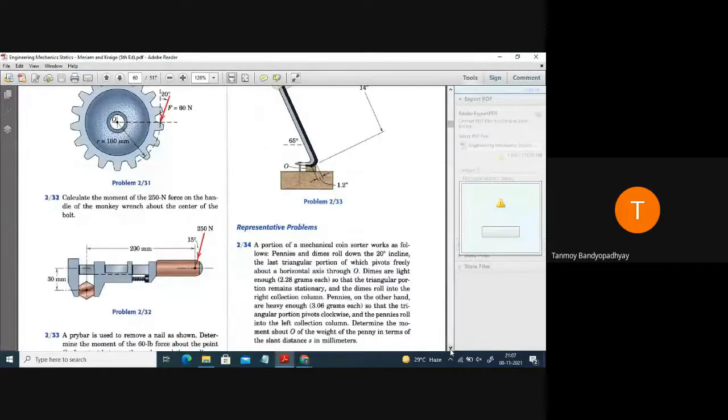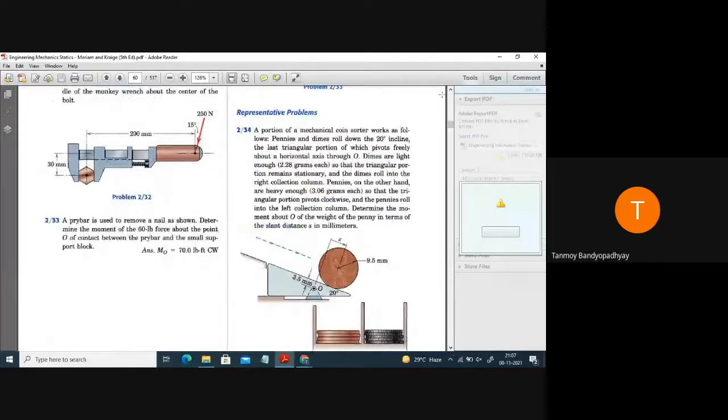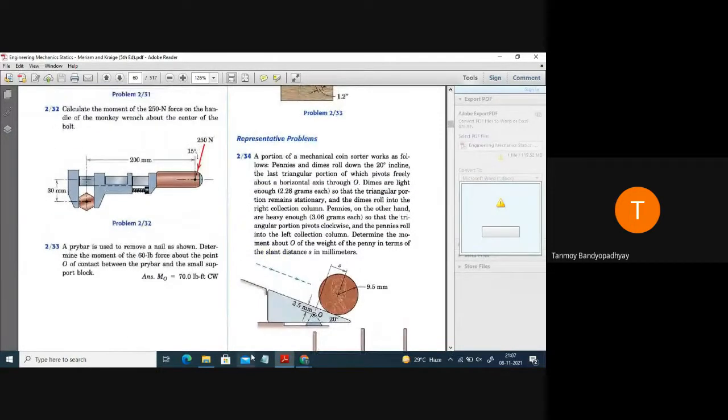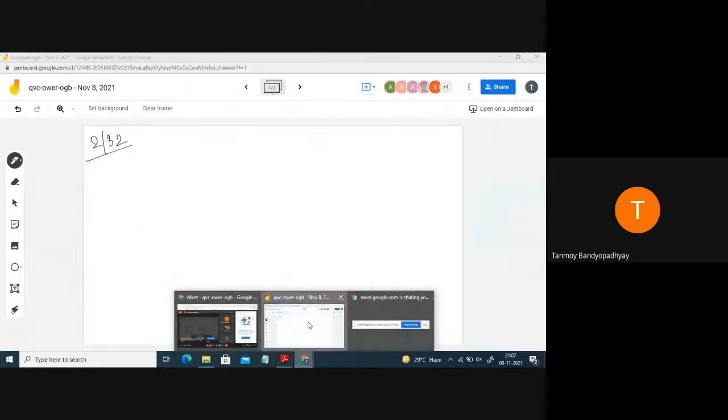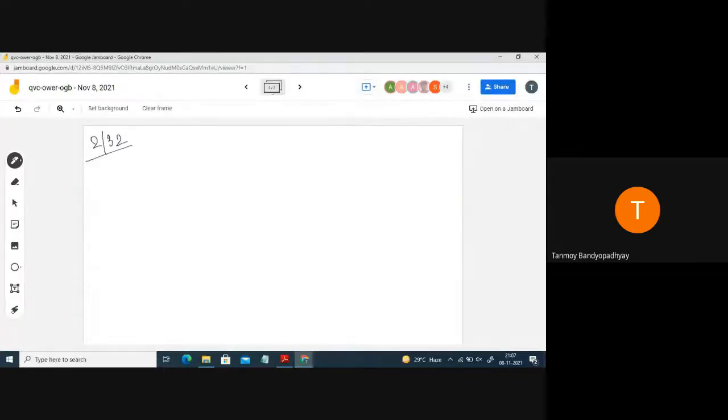Okay, so next thing is we are working with this one. I am just discussing the basics of how to take the origin and all. You can take the origin at any point though.